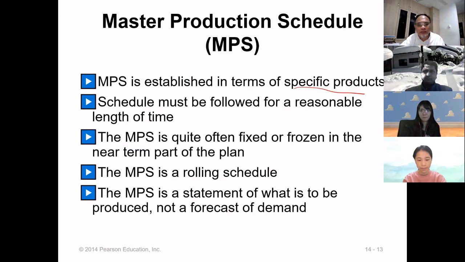The schedule must be followed for a reasonable length of time. It depends on the organization, 2 weeks, 4 weeks. And MPS is quite often fixed or frozen. That's why the company said 2 weeks frozen. That means from the 2 weeks, they will generate the MRP. They will generate the daily planning quantities. And MPS is a rolling schedule. That means it will be, for example, these 2 weeks, then the coming 2 weeks, and then 1 month. It's a rolling schedule until the end, for example, if 1 year, then you have a 1 year MPS, a 1 year master production schedule.